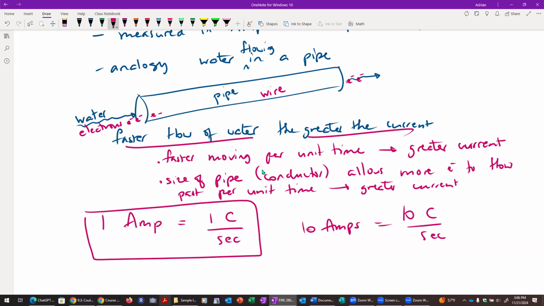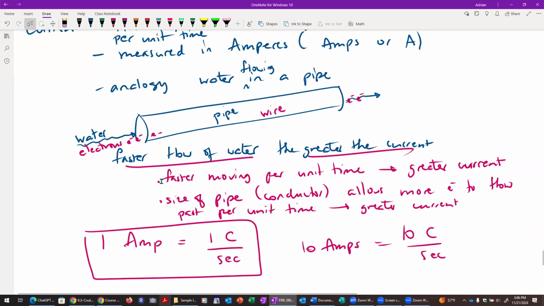Another analogy that some people use is a stream. You have a trickling stream, the water representing the electrons. A trickle in a stream means very low current, very few electrons passing through, versus a raging river, with a lot more water, a lot more electrons going through, and much higher current. That's the analogy for current.